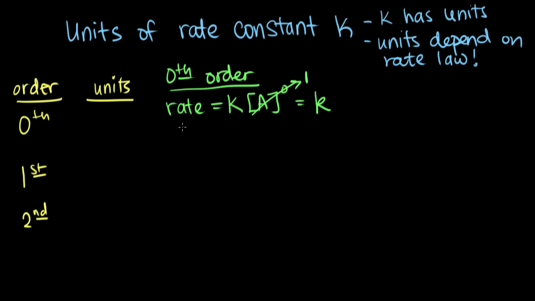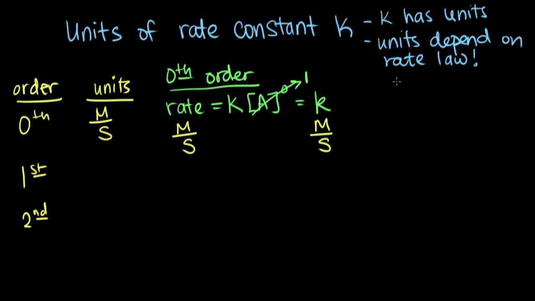The units of rate are always going to be the same. So the units of rate are always molar per second. And you can also just think of units almost like numbers. If you have an equal sign, the units on both sides of your equal sign have to be the same, and they have to match. So here, since we have rate equal to K, that means K also has to have units of molar per second. So this tells us that the units of K for a 0th order reaction are molar per second. We can use that same idea to figure out the units of K for 1st and 2nd order reactions too.